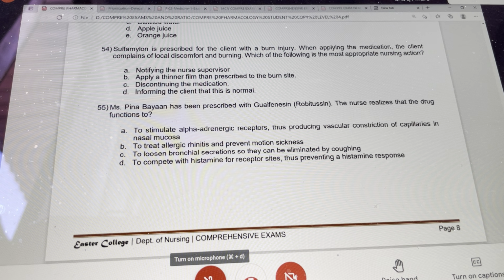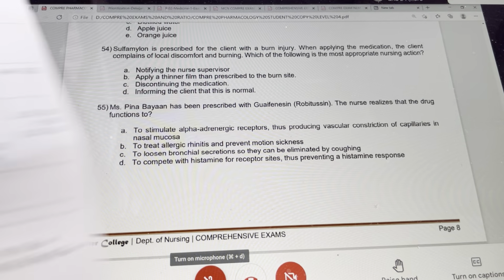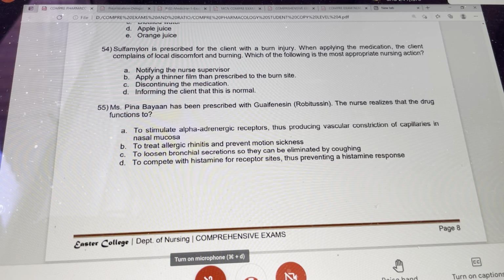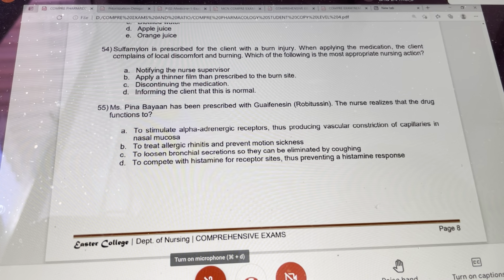Next, number 55. Mrs. Tina Bayaan has been prescribed guaifenesin or Robitussin. The nurse realizes that the drug functions to what? Stimulate alpha-adrenergic receptors producing vascular constriction of capillaries is a questionable choice. To compete with histamine for receptor sites, thus preventing a histamine response, is not an option. Between B and C, what is the correct answer?